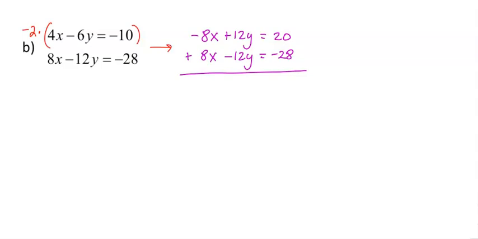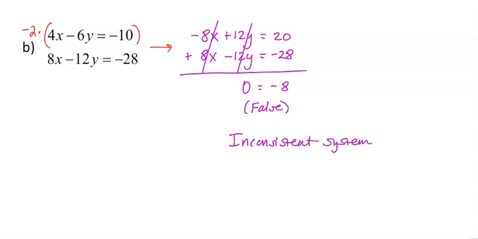And then I'm going to add these together. Notice what happens. Negative 8x plus 8x cancel each other out. 12y plus negative 12y also cancel each other out. So there's nothing left on the left-hand side. But 20 plus negative 28 do not cancel each other out. They leave negative 8. So we're left with the statement 0 equals negative 8, which is always false. So this is telling us that there is no x, y pair that you could ever find that will make 0 equals negative 8. So there's none that will ever make that original system true. This is what we call an inconsistent system. It has no solution.